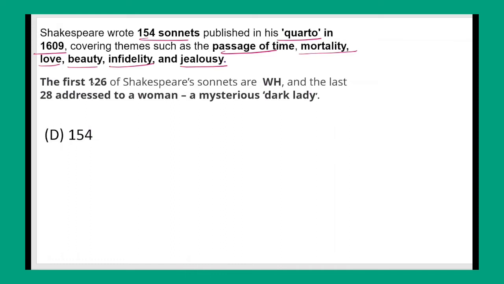So next, the first 126 Shakespeare sonnets are dedicated to, and they talk about, W.H., who is said to have been a friend of Shakespeare. So 126 sonnets were dedicated to him and the remaining 28 address a woman, a mysterious dark lady. Here she is called the Dark Lady, the Black Lady, and 28 sonnets are dedicated to her. Most of the sonnets are talking about the dark lady. So the answer is 154 sonnets.